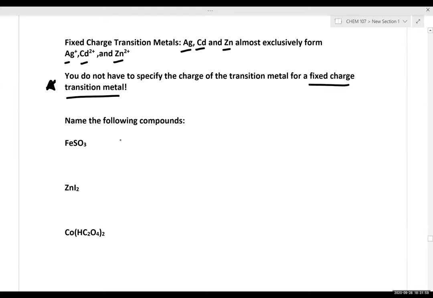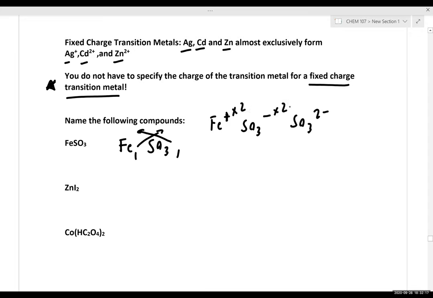So FeSO3. I reverse cross my charges, that gives me Fe+ and SO3-. Now I know sulfite has a charge of 2-. So what I'm going to do is multiply each of my charges by 2. That gives me Fe2+, SO3 2-. And now I can name this compound.